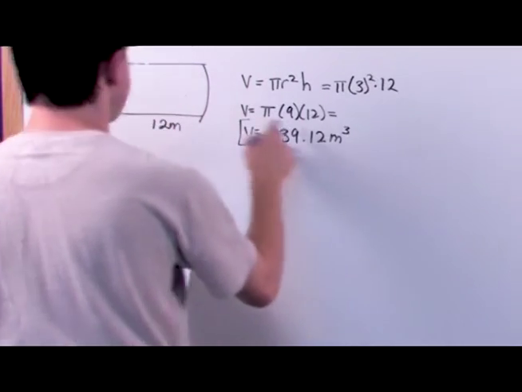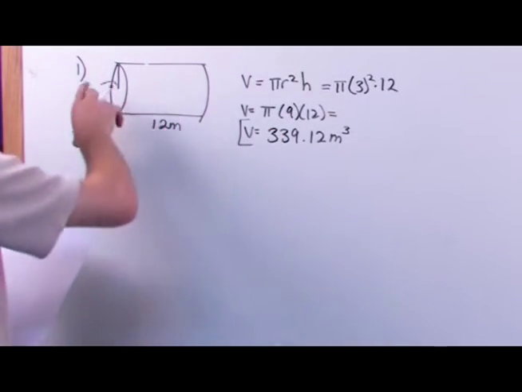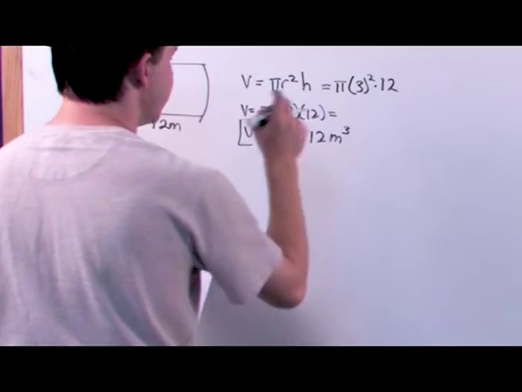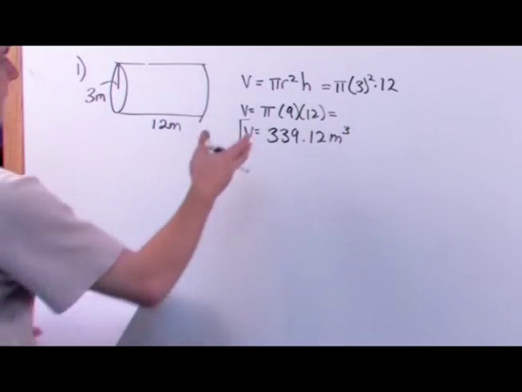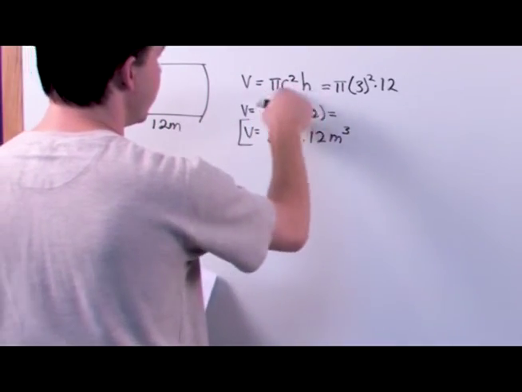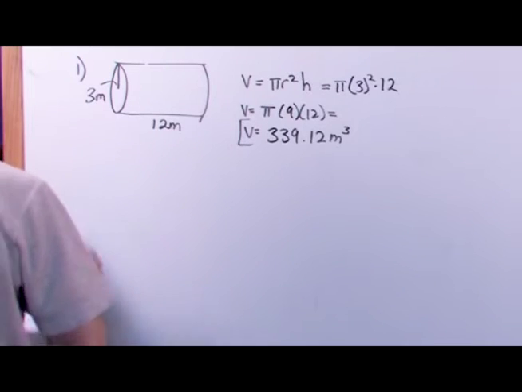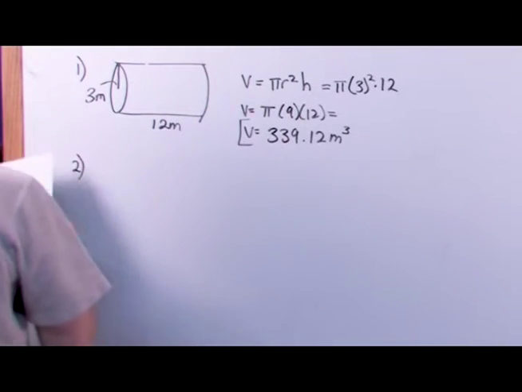And it's cubic meters because we're dealing with meters here, and we're dealing with volume. So we've got to have a cube there. So you see, the math isn't that hard. You just have to know what number to put into each variable. Okay. Let's go ahead and do another one here.